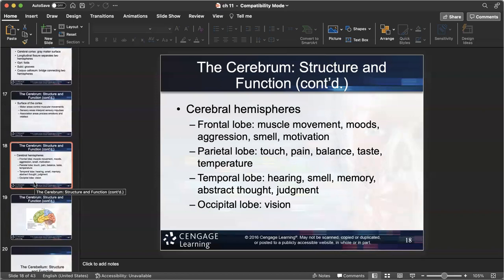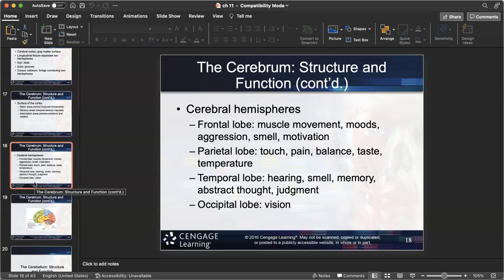We will now touch upon the specific functions of the four main lobes of the cerebrum. Again, these are located right next to the cranial bones of the same name. The largest, typically, of the lobes is the frontal lobe, located most anteriorly in the brain. Here, muscle movement is controlled, as well as moods, aggression, smell, and motivation. Motivation is a big take-home point function here. Also, the frontal lobe is most responsible for the human ability to logically think.